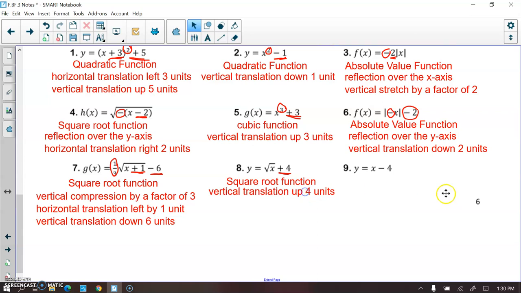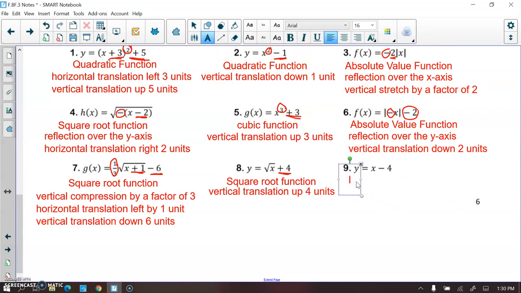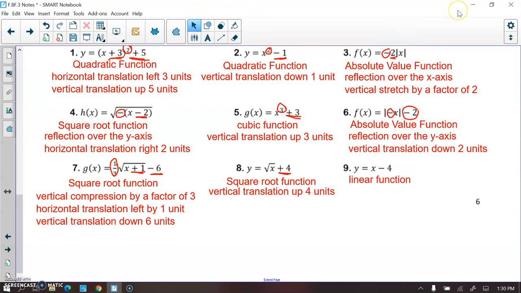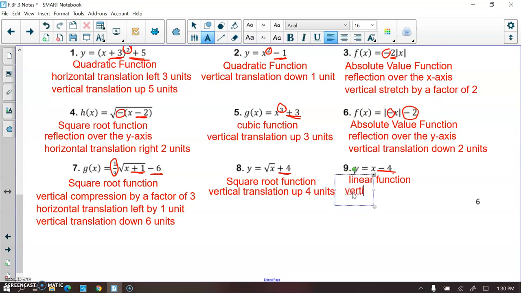And then number 9, if it's just an x to the first power here, that is a linear function. And since that -4 is not within parentheses, that means it's on the outside of your function. So that means it is a vertical translation down 4 units.